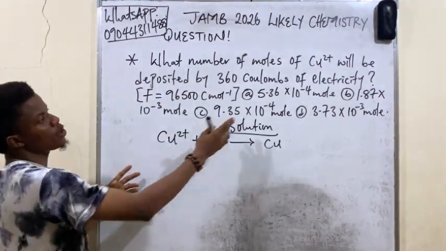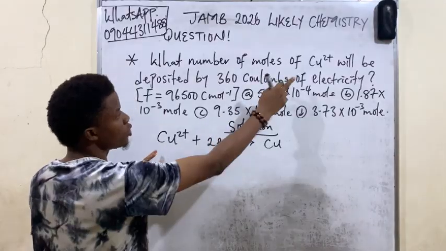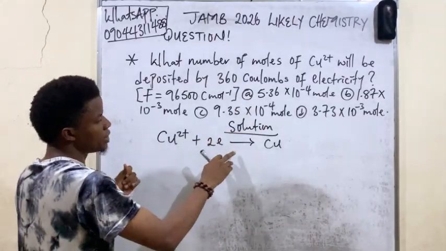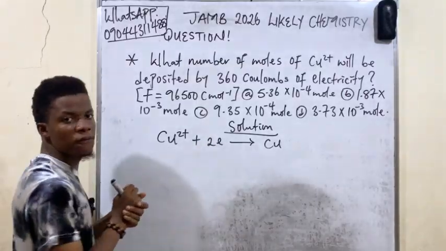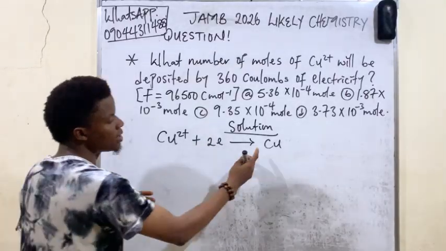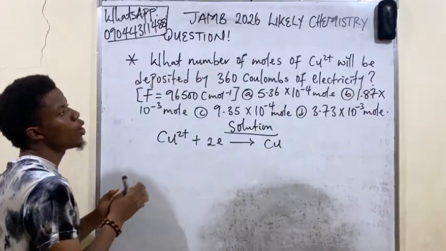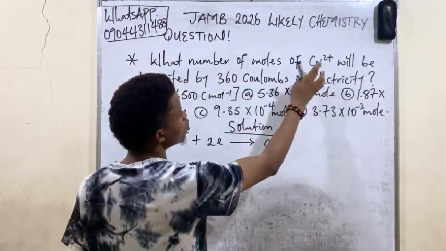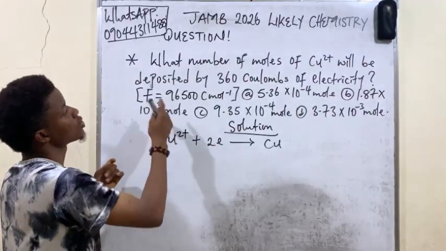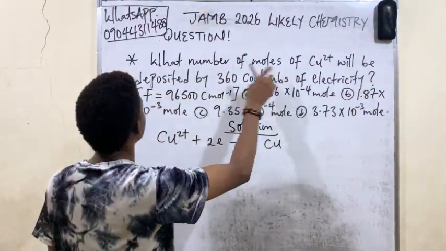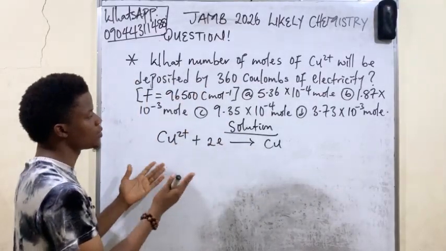Now it means that Cu2+ will be deposited by 2 farad. So it means that there is nothing here. That means 1 mole of Cu2+ copper will be deposited by 2 farad. And now they are asking us what number of moles of Cu2+ will be deposited by 360 coulomb. Now we have to convert farad to coulomb.